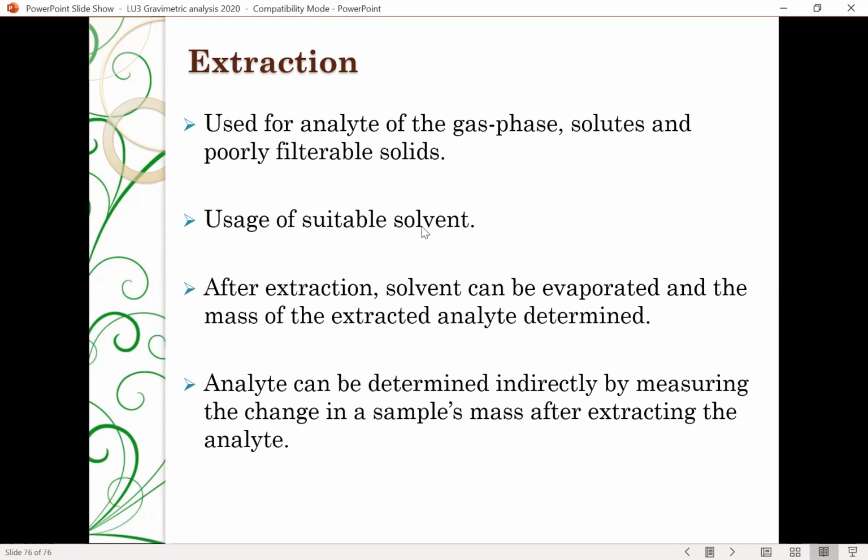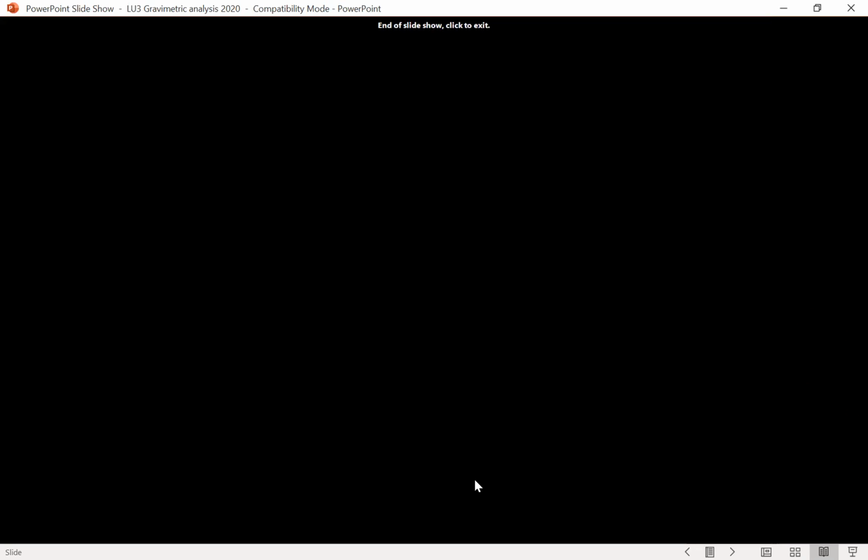Okay, so in extraction, you remember we use suitable solvent, and after extraction, the solvent can be removed or evaporated from the mass of the extracted analyte. So the analyte can be determined indirectly by measuring the change in the sample mass after extracting the analyte.